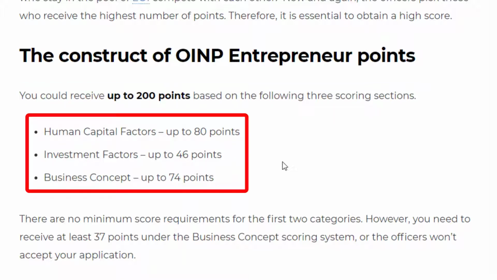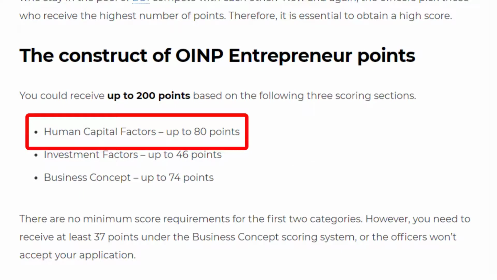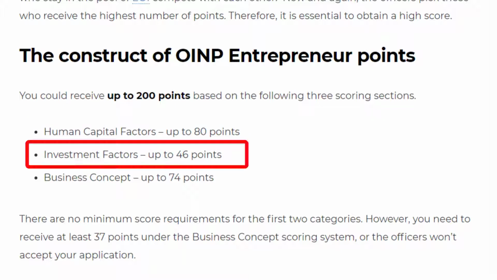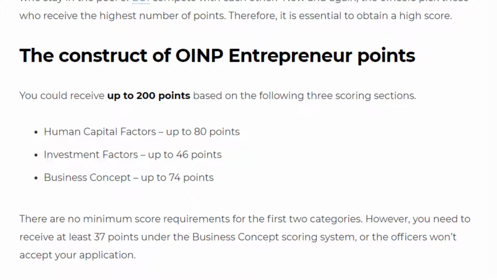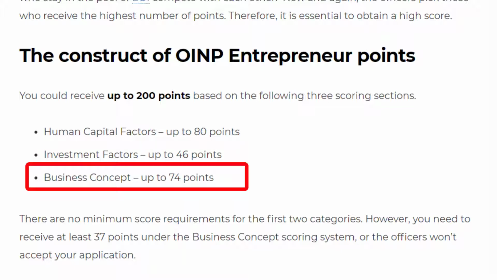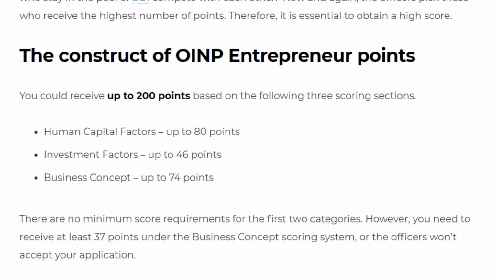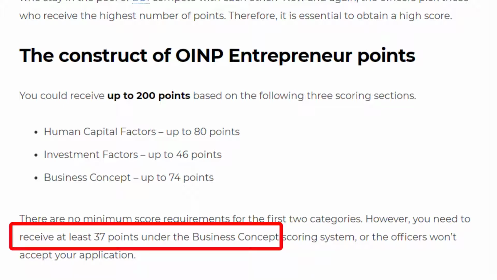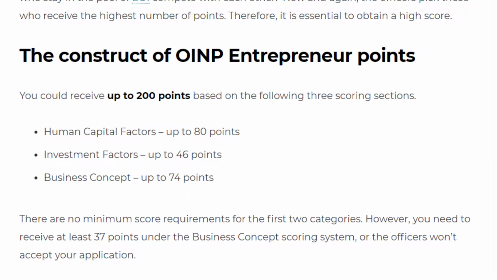The first section is called human capital factors, for which you could receive up to 80 points. The second one is investment factors, for which you could receive up to 46 points. And the last section is business concept, for which you could receive up to 74 points. What you need to know is that part of the business concept points depends on the decisions by the officer. And also, if you receive less than 37 points under business concept, unfortunately, you do not qualify for application at all.